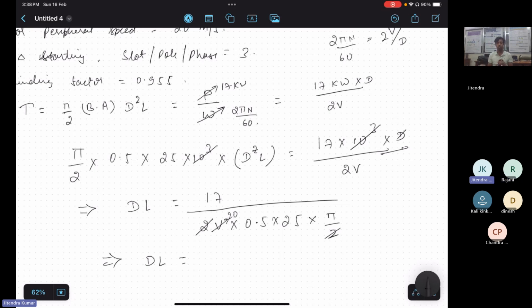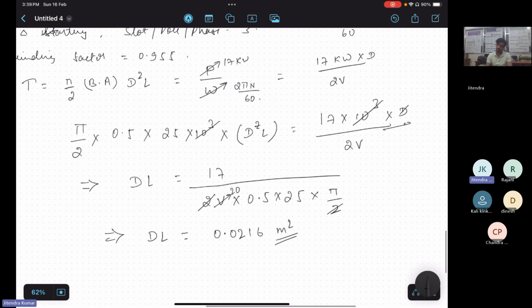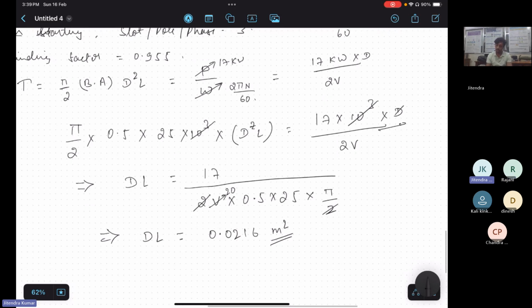0.0216. Correct? I will check once. Meter square it will be. 0.0216, correct, meter square. So we have the value of DL. Now we can calculate the value of D.